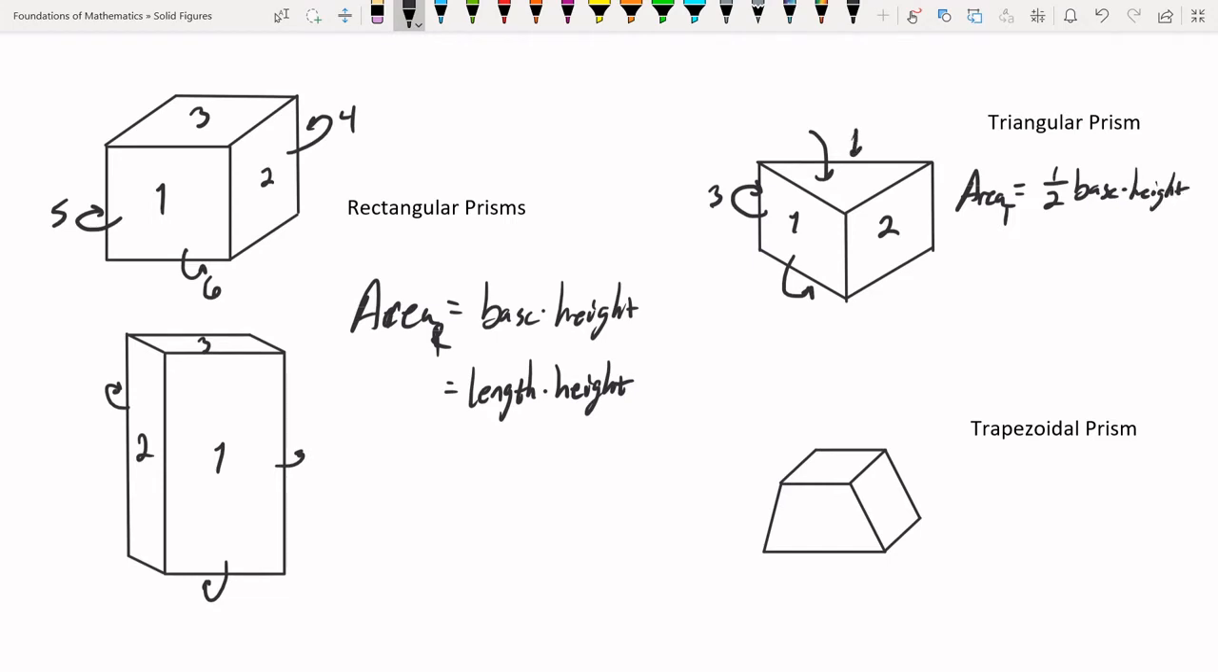Of course, the base is like a flat line, and then the height is the distance that makes a 90-degree angle with the base. This would be the base, that would be the height, and then you can calculate this singular side of the triangle face. Then you multiply that by 2 because you have two of the exact same triangles on top and bottom, and then find the dimensions of the 3 rectangular faces, add those all up, and you're good to go.